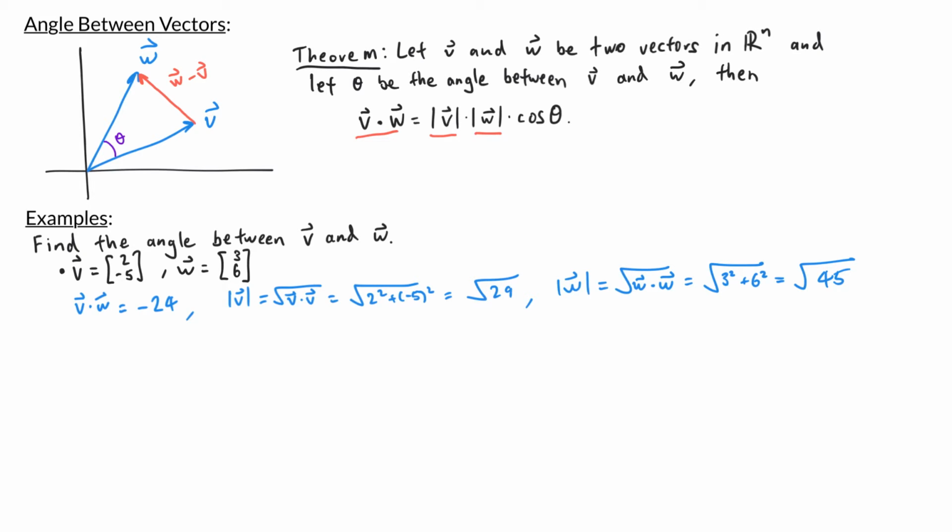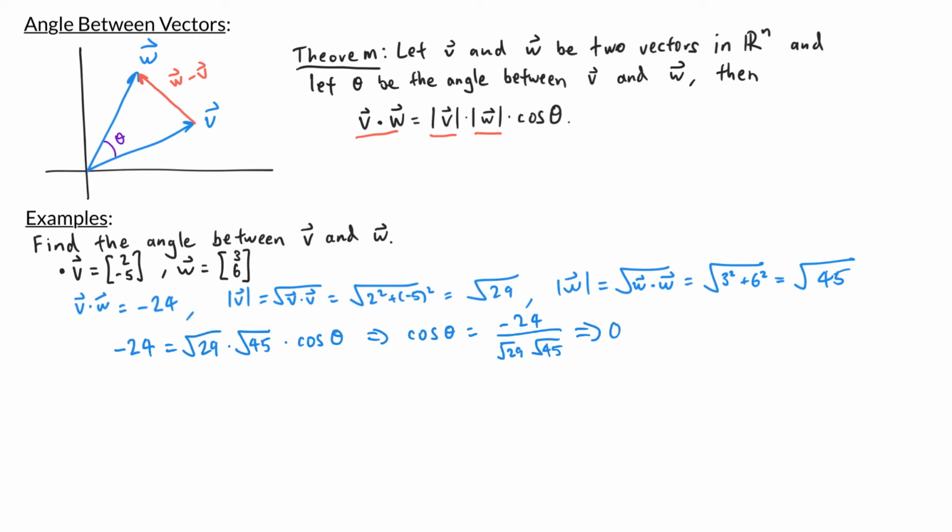Using the equation v dot w is equal to the length of v times the length of w times cosine of theta, we have that v dot w, that's negative 24, is equal to the length of v, that's square root of 29, times the length of w, that's square root of 45, times cosine of theta. So if I want to solve for theta, I have cosine of theta equals negative 24 over square root of 29 times square root of 45.